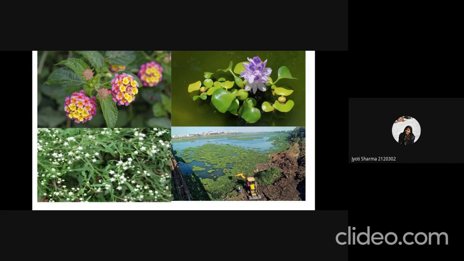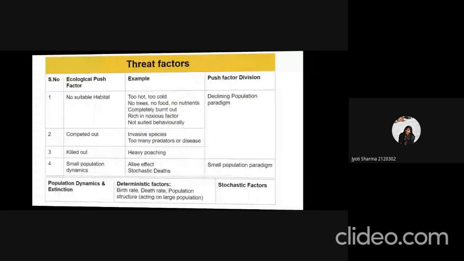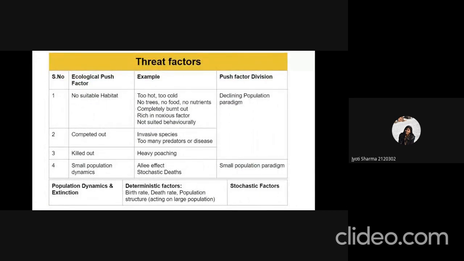And what's the reason why they are blooming in such a way in our country? Because they don't have any competitor right now, because they were brought from different countries. So there is competition that has been held by the invasive species, or there may be competition because there are too many predators or some disease. Because of that competition, one species has to go away from the habitat in which it was surviving. Another condition can be being killed out.